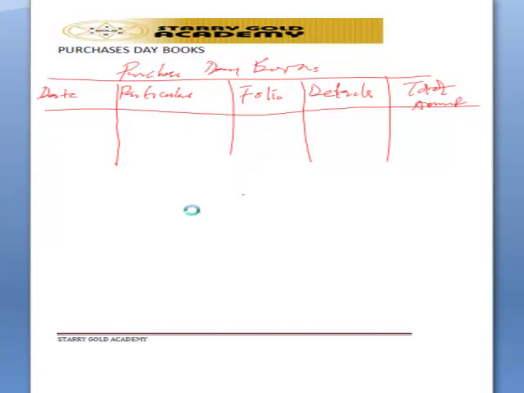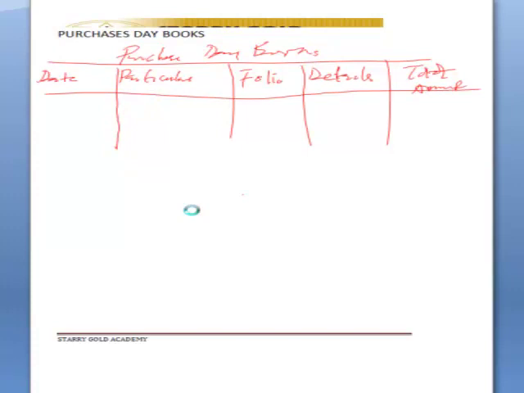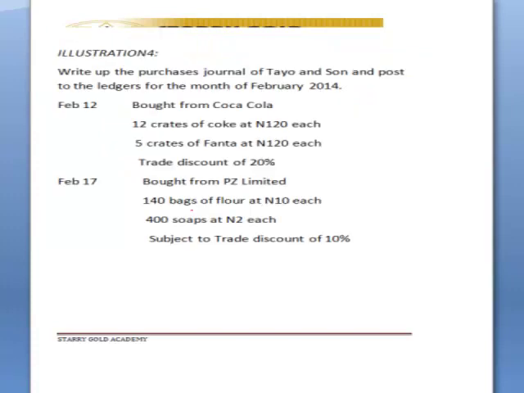Now let's look at a question that will help us. Write up the purchases journal of Tayo and Sons and post to the ledger for the month of February 2014. What do we do with that? Let's quickly fire off.